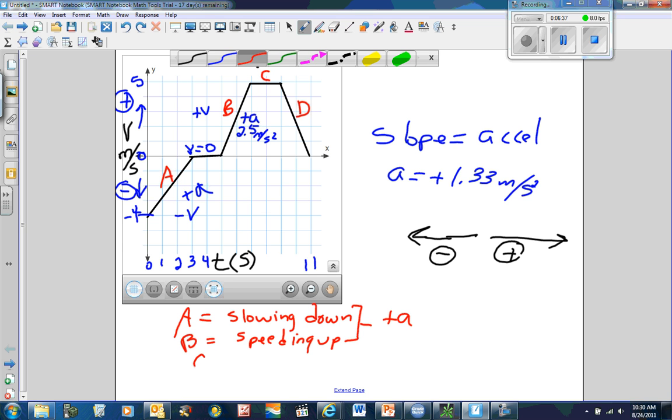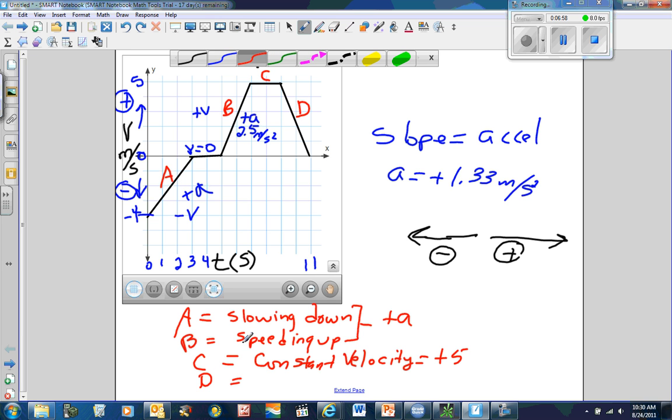Section C is constant speed, constant velocity, because it does have a direction. What is that direction? Well, I'm above the 0, so it's positive, and that's going to be positive 5. So what's happening in section D?